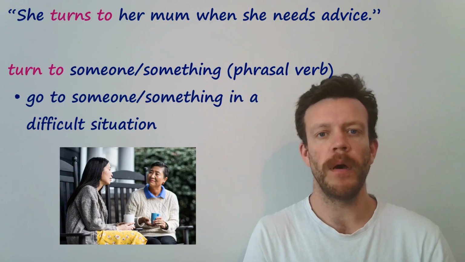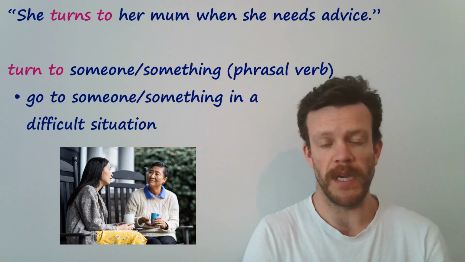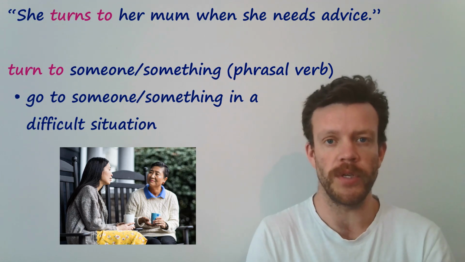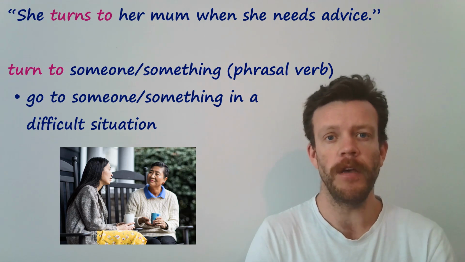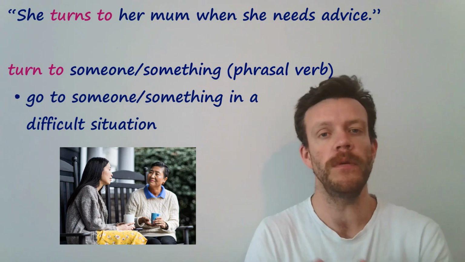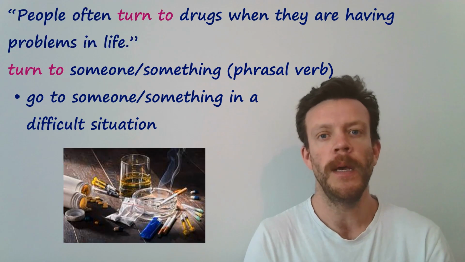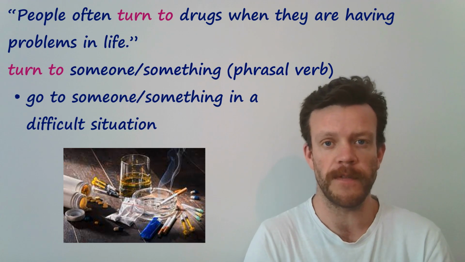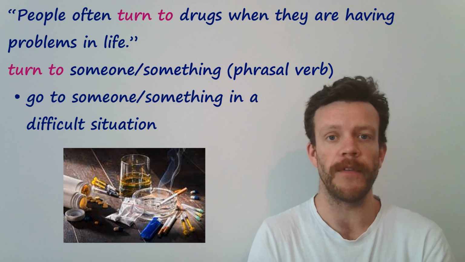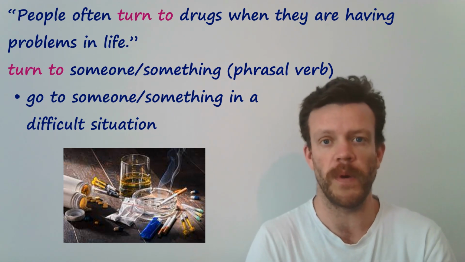While we're here, I might as well give you a similar phrasal verb, turn to, which means actively go to someone or something in a difficult situation, often for help. So that original example, you could say she turns to her mum for advice. She goes and asks her mum for advice, but it doesn't always have to be a positive thing. Sadly, a lot of people turn to drugs when they're having problems. They go to and use drugs in difficult situations.